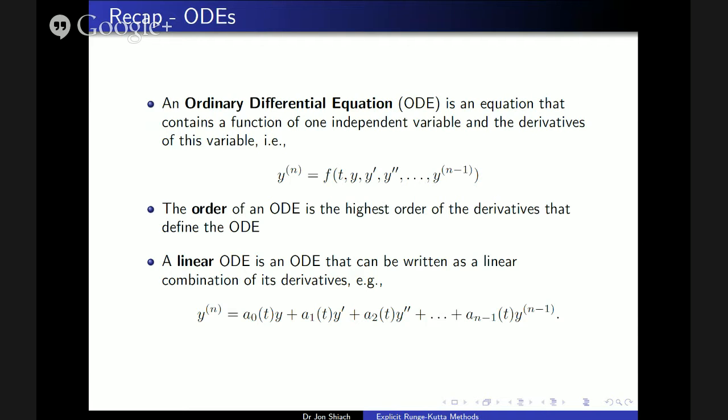y is some function of t, and then we could have derivatives of y. So an ODE is written with an independent variable t, a function of t, and the derivatives of this function. In this case, it's an nth order ODE. The order of an ODE is the highest order of the derivatives that define it. All the methods we look at to solve ordinary differential equations solve 1st order ODEs. If we have a higher order ODE, we just convert it into a system of 1st order ODEs.